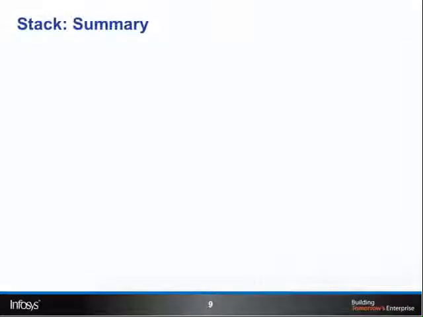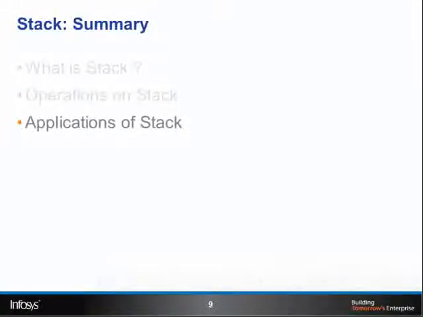This brings us to an end of the discussion on stack data structure. In this session, we have discussed about what is a stack, what are the basic operations on the stack, what are the different applications of stack.